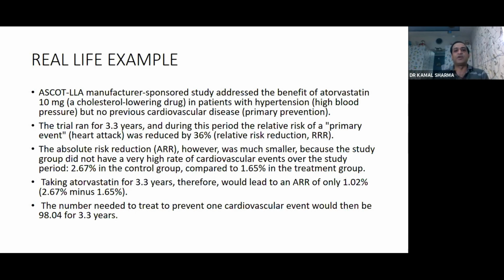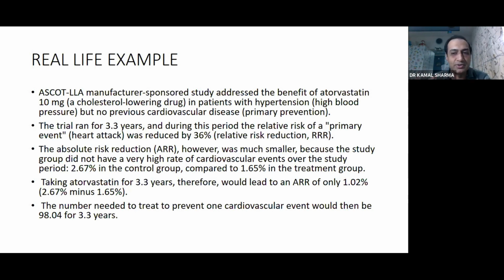Now, what does it mean? If you look at the 36% overall risk reduction here, though it was relative, the absolute difference between the two arms was not this much. The event rate of MI in the patients not receiving atorvastatin in the ASCOT-LLA trial was 2.67%, while in the treatment arm it was 1.65% in the patients who received atorvastatin and had hypertension. So the MI rate between the two groups over a period of 3.3 years differed by only 1.02%, which is nothing but the difference in absolute risk between the two groups. That is 2.67 minus 1.65.